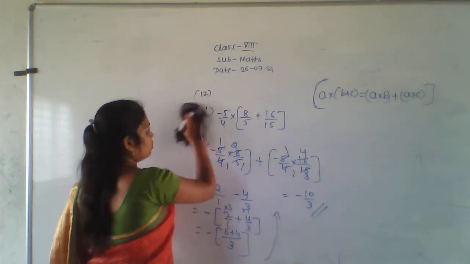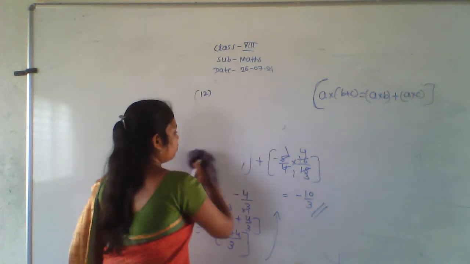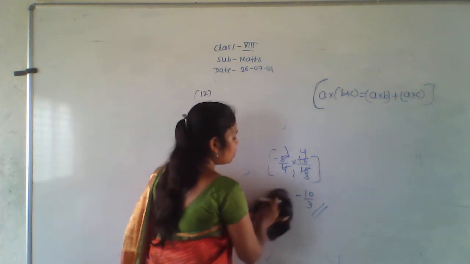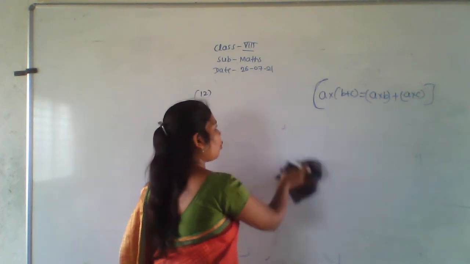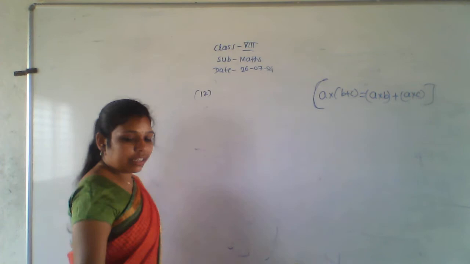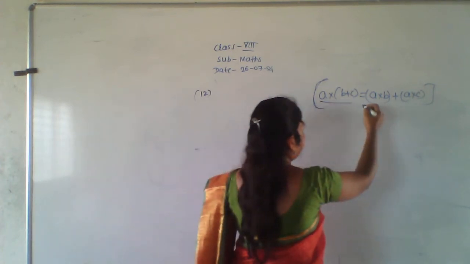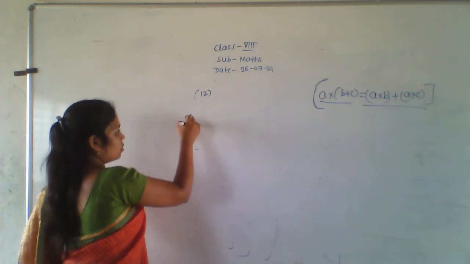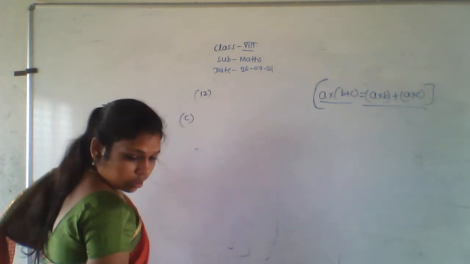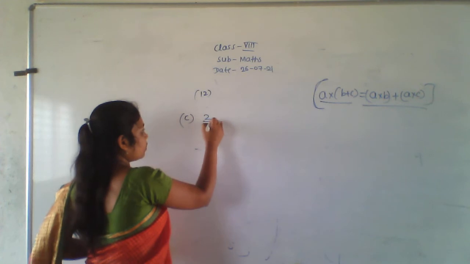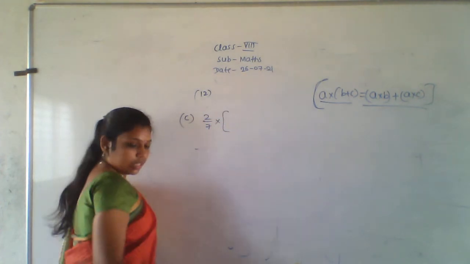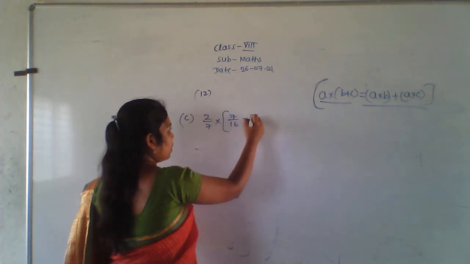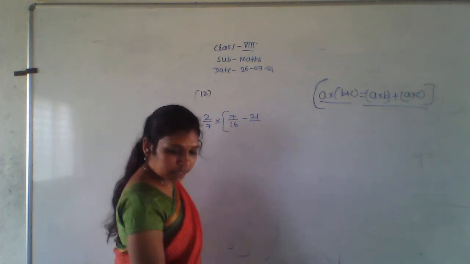So the third one now. Hope everyone is understanding. This is nothing but we are using the distributive property here. They have given the LHS and we are using the RHS. Okay? So the third one is 2 by 7 into 7 by 16 minus 21 by 4.